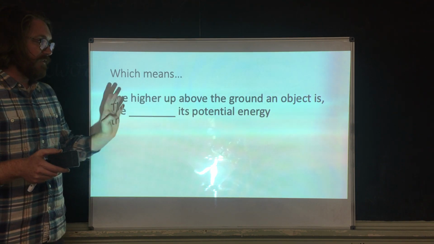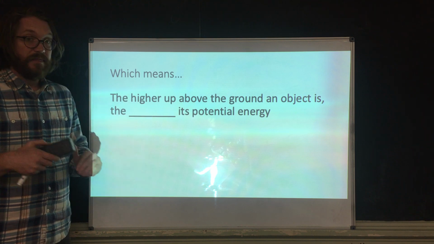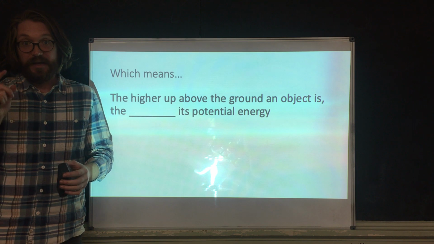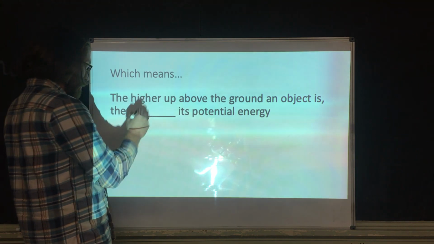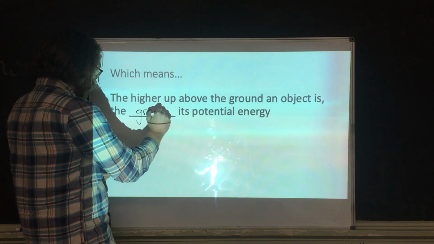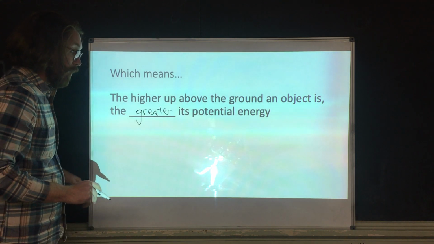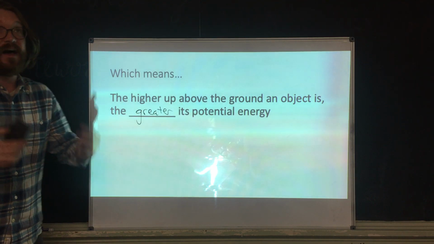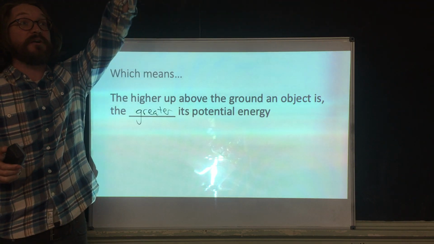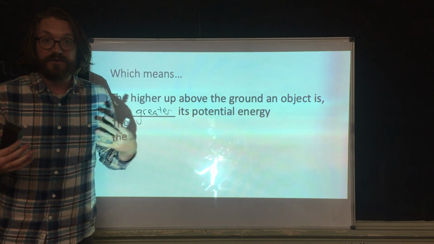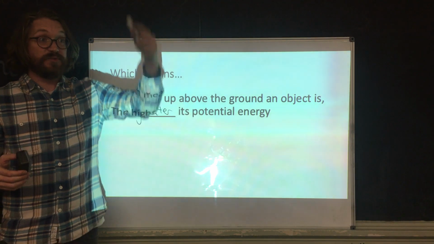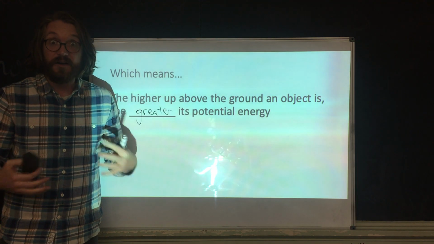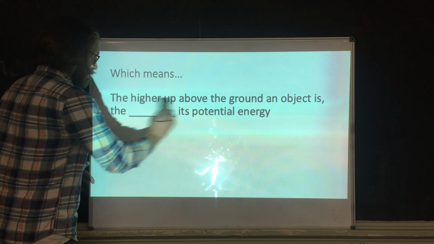Let's make sure we're on the same page. The higher above the ground an object is, the blank its potential energy. What do you think fills that in? If you said greater or more or bigger, you were correct. The higher something is off the ground, the bigger its height, the more potential energy it has. That's because when it falls, it's going to keep speeding up, and when it hits the ground, it's going to have a ton of energy.